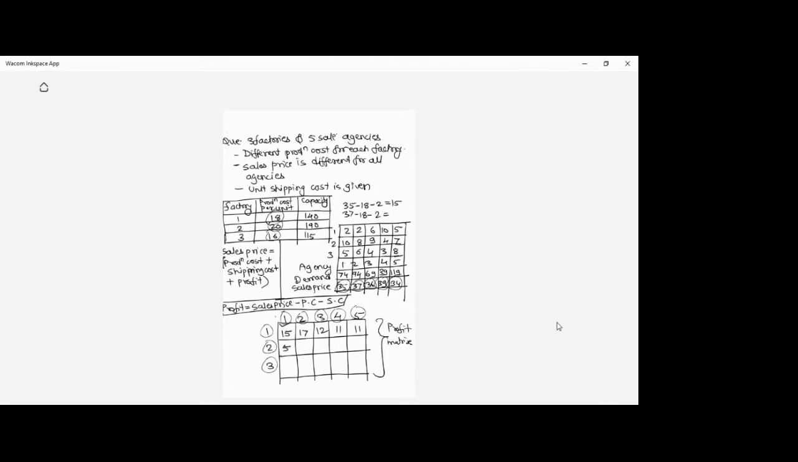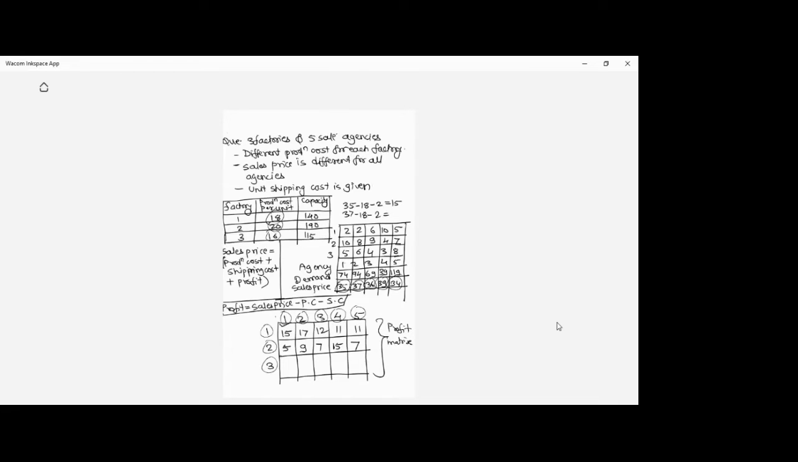Similarly, for the next cell, it will be 37 minus 20 minus 8, which will be equal to 9. For the next cell, it will be 36 minus 20 minus 9, which is equal to 7. For the next cell, it will be 39 minus 20 minus 4, which will be equal to 15. For our next cell, it will be 34 minus 20 minus 7, which will be equal to 7.